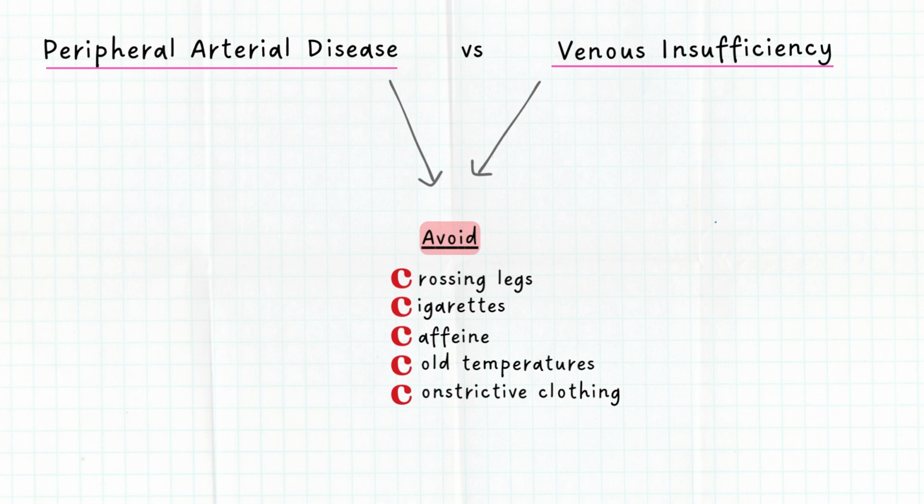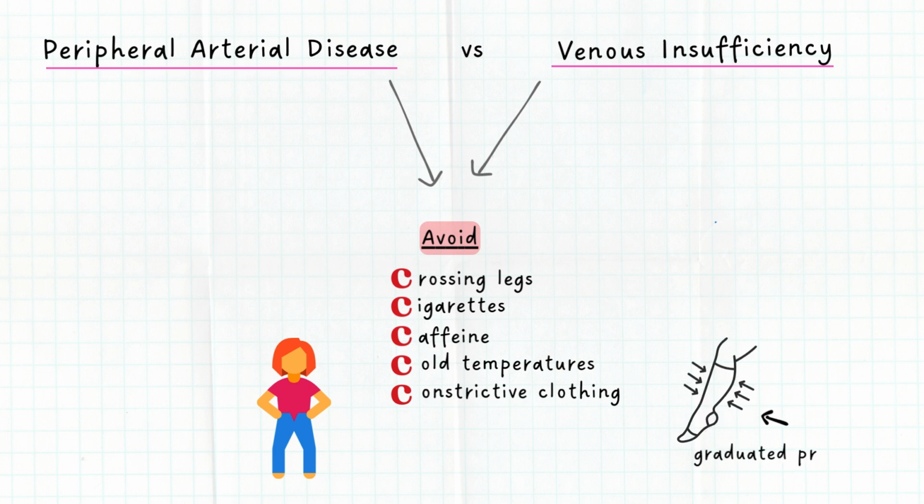Constrictive clothing refers to tight garments that put pressure on the whole leg, which is not recommended for either PAD or venous insufficiency. This is different from compression stockings, which apply graduated pressure that is much stronger at the ankles and become less as they move up the calf.